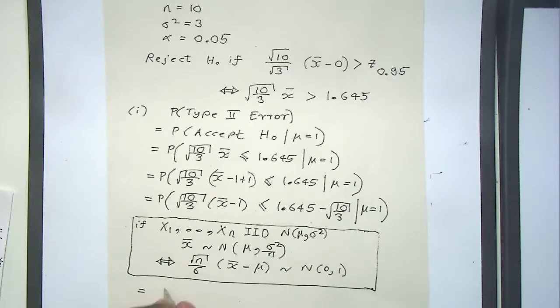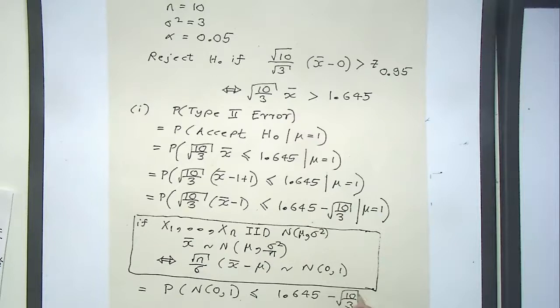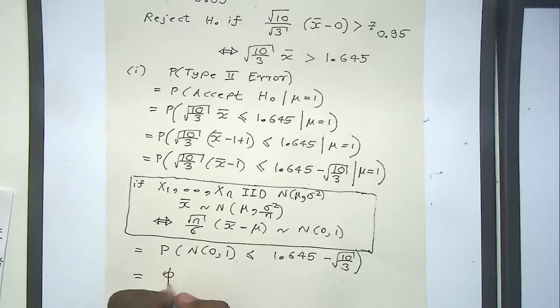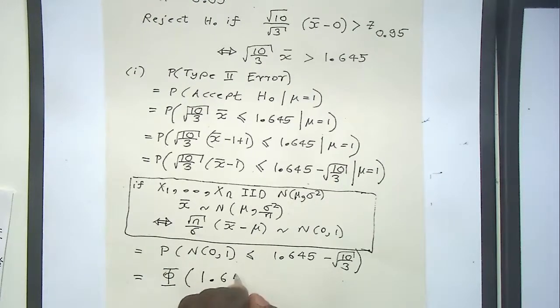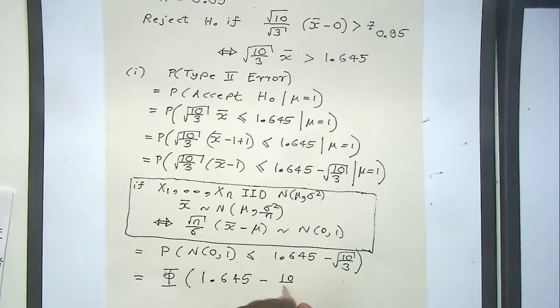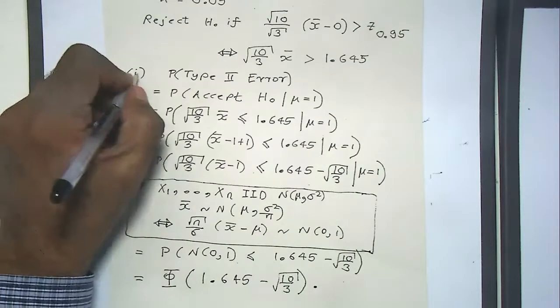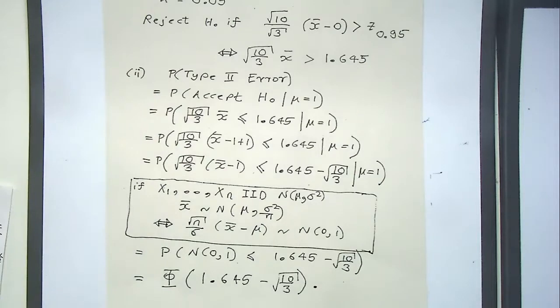So, okay. Finally you can write this as phi, the CDF of standard normal, at 1.645 minus the square root of 10 by 3. So that completes part 2 of question 2. Part 3 is trivial, so just ignore part 3.